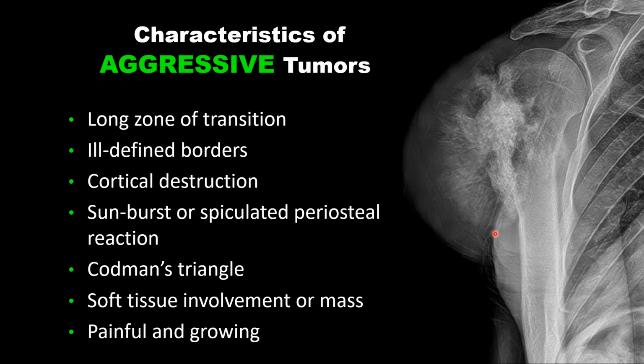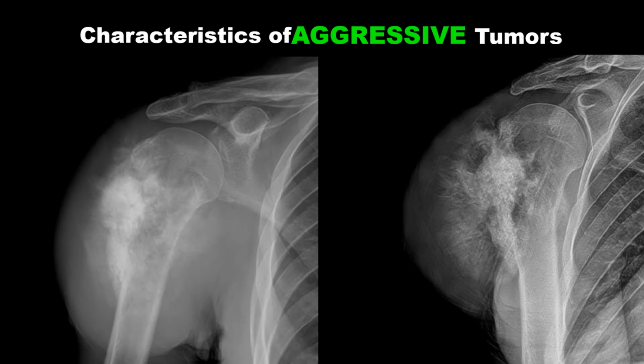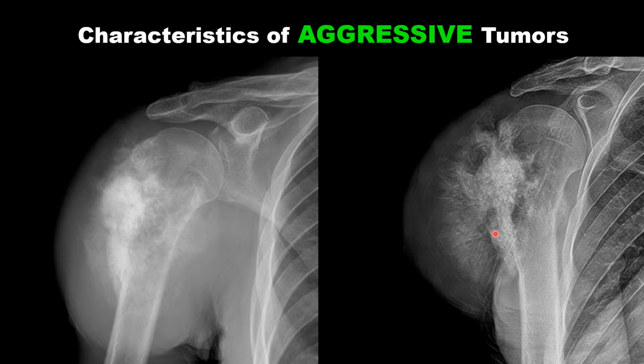Here's a list of some of the characteristics of aggressive tumors on an X-ray. These include long zone of transition, ill-defined borders, cortical destruction, sunburst or spiculated periosteal reactions, Codman's triangle, soft tissue involvement or soft tissue mass, and then a clinical history of it being painful and growing, usually pretty quickly. And in this case, the majority of those aggressive characteristics are visible. So this should be considered an aggressive lesion until proven otherwise.